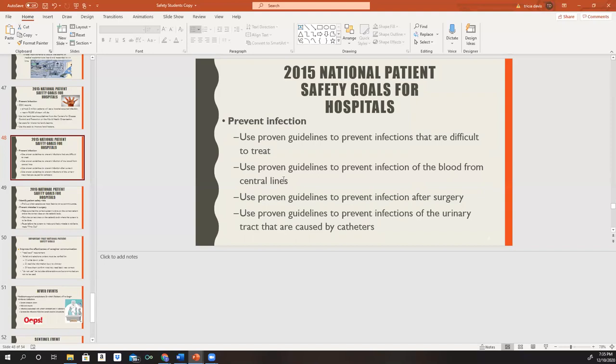Use proven guidelines to prevent infection after surgery, and then use proven guidelines to prevent infections of the urinary tract that are caused by catheters. So we talked about that nurse-driven protocol, when the nurse has the right to remove that catheter when they think the patient doesn't need it anymore, so that it doesn't stay in too long and they don't get an infection.